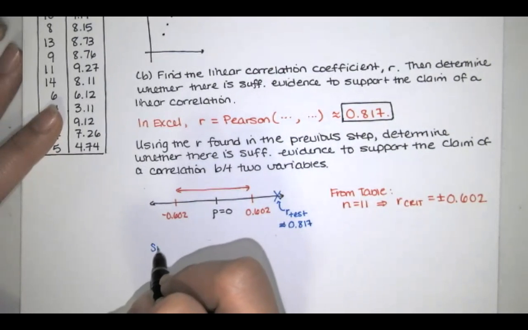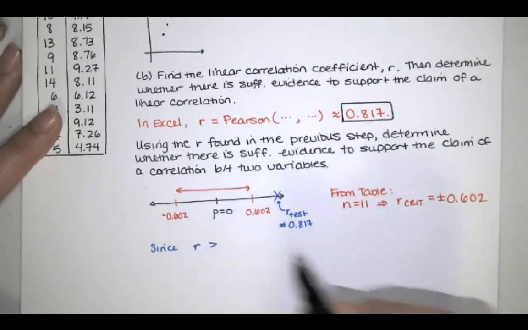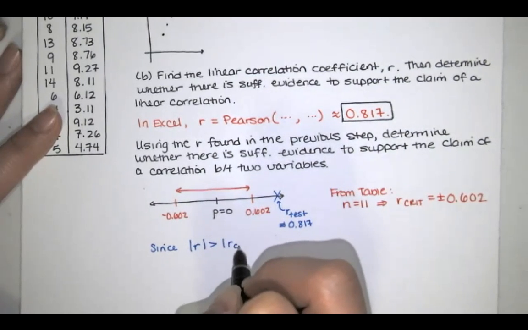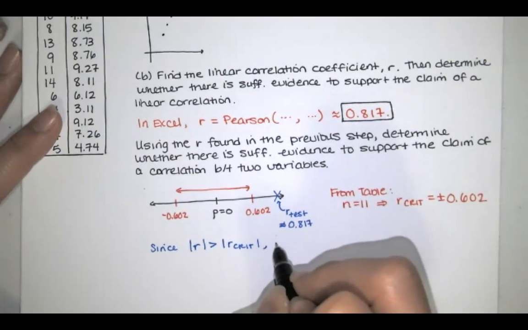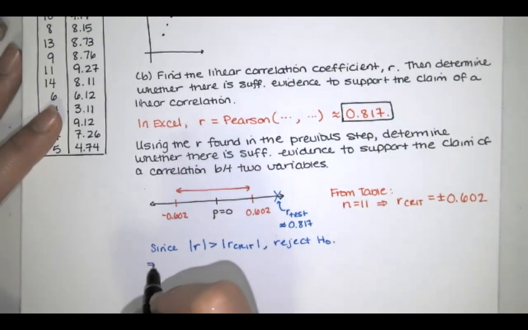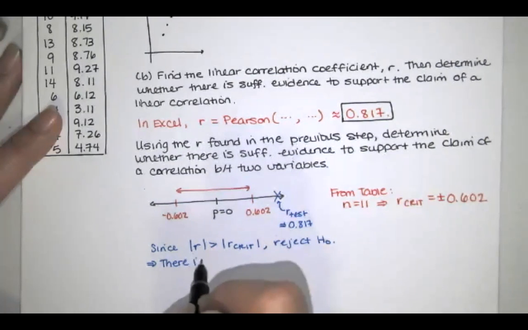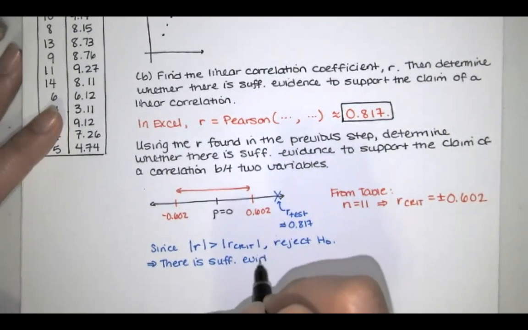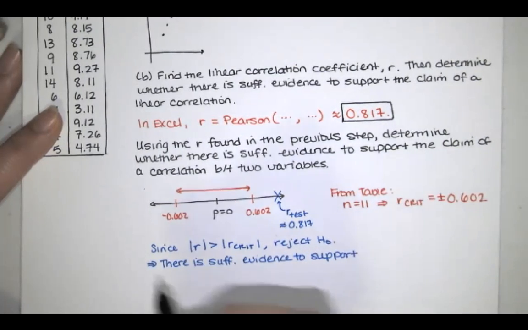So we'll say since the absolute value of our test statistic R is greater than the absolute value of the critical value of R, that means it's farther out in the tails. So we reject the null hypothesis, which means that there is sufficient evidence to support the claim of a linear correlation between the two variables. Even though it looks like a parabola, there is sufficient evidence to support the claim of a linear correlation.